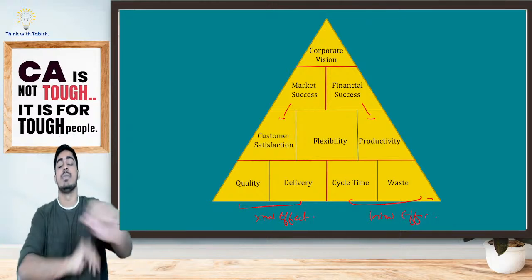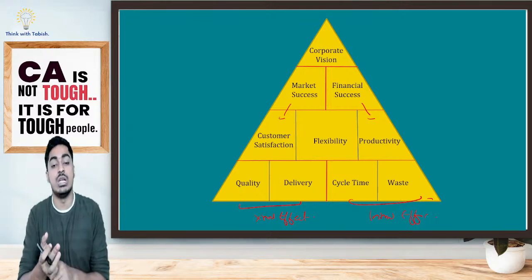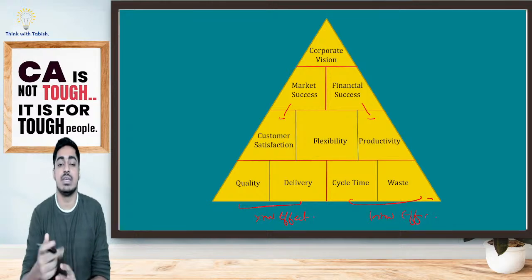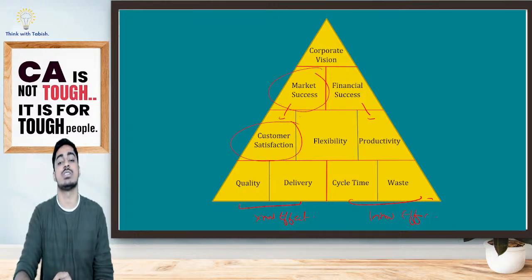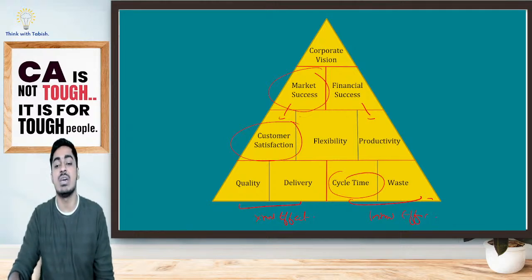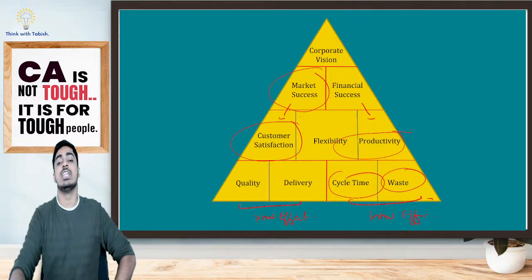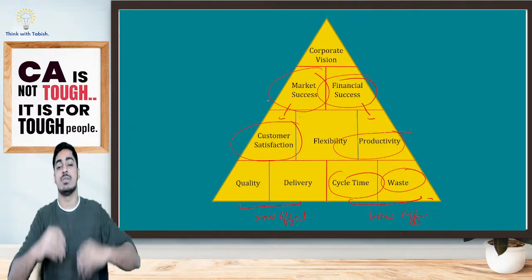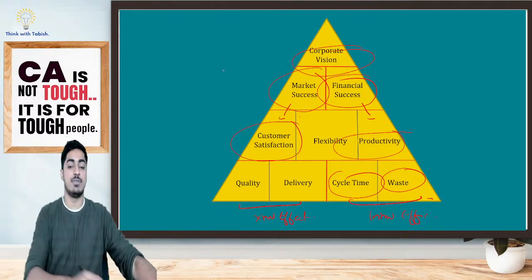So if we implement all of this, what will happen? Firstly, if I produce quality cars and provide on-time delivery, my customers will be satisfied. That means in the market, my product will be successful. Again, if I reduce my cycle time as well as waste, I am doing the work for my existing customers in the most productive way. That means financially, my product will be successful. Ultimately, I would have achieved my corporate vision. Is it clear, everyone? Yes.